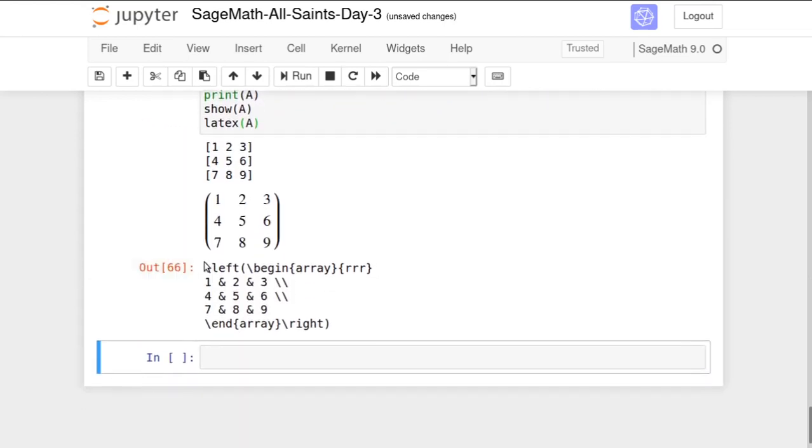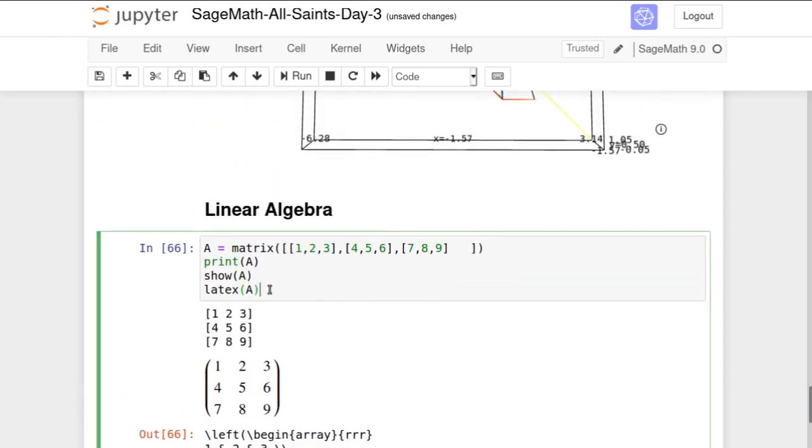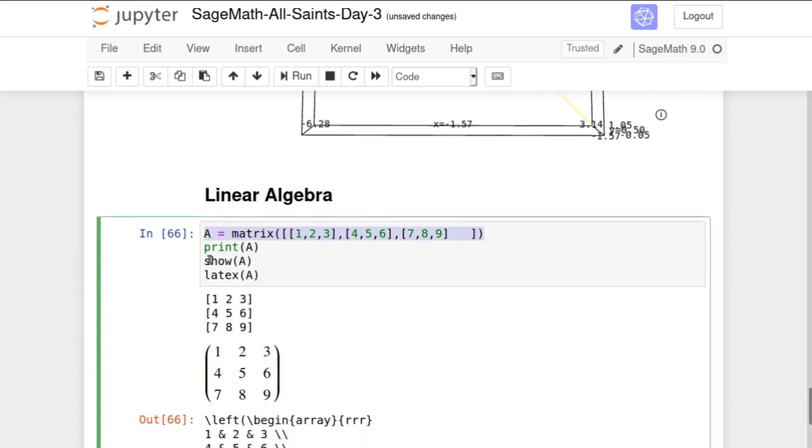See, this is the LaTeX code for preparing a matrix like this. So you can copy and paste this LaTeX code anywhere in your LaTeX document and use it. So this is how we create a matrix. There is an alternate way also.